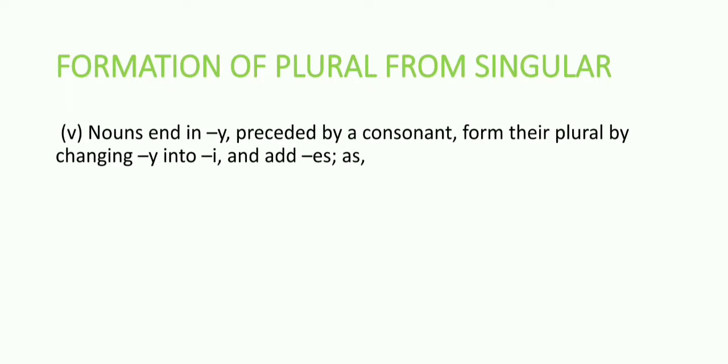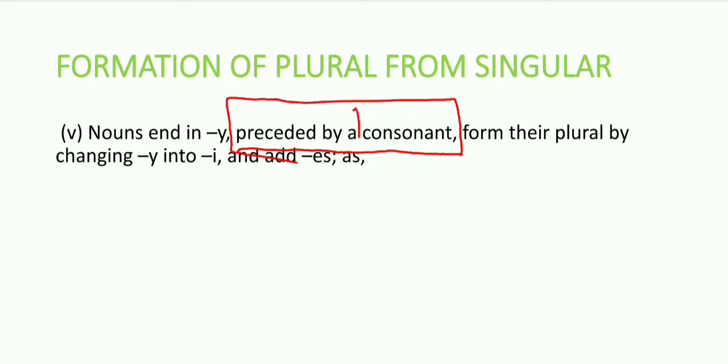preceded by a consonant, form their plural by changing y into i and adding es. Keep in mind, for any noun ending in y with a consonant before the y, the y will be changed into i, and after the i we have to add es to make it plural.